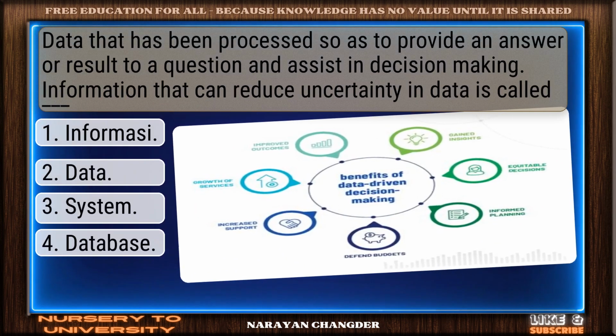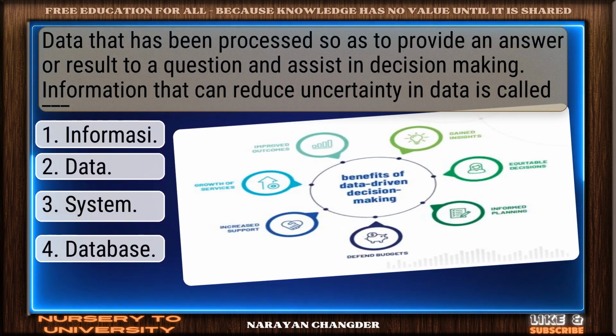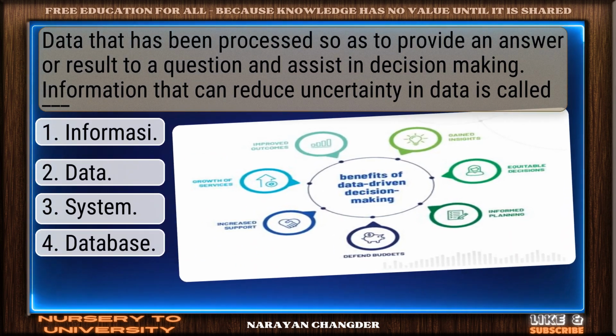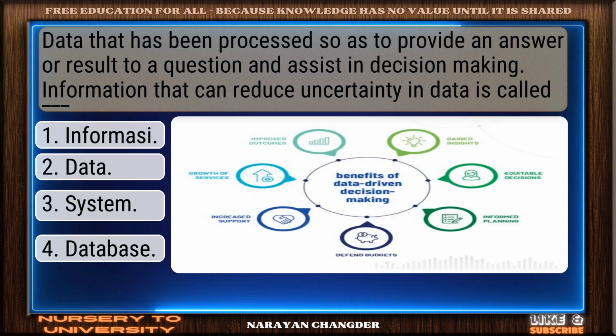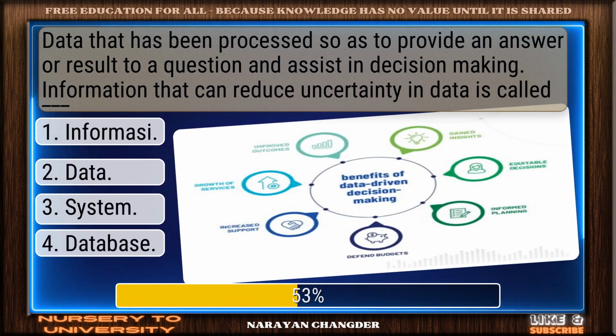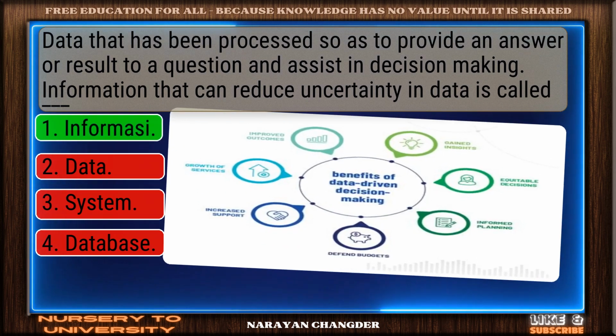Data that has been processed so as to provide an answer or result to a question and assist in decision-making. Information that can reduce uncertainty in data is called dash. Bravo. Information is the answer.